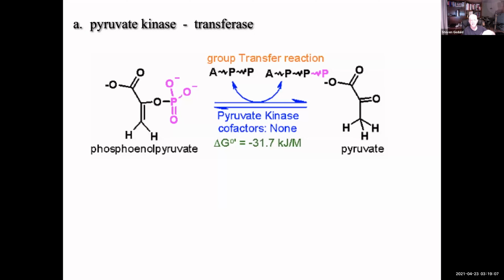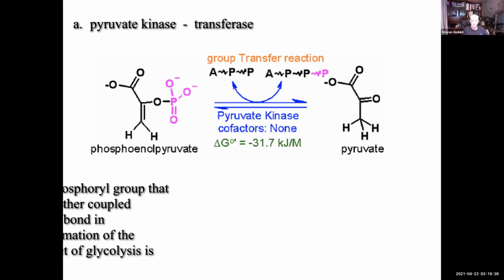So pyruvate kinase is a transferase reaction. So here's an example of one. It's a group transfer reaction. Pyruvate kinase, you see the phosphate group is transferred, okay, and energy is produced. This is phosphoenolpyruvate going to pyruvate. Okay, see the same molecule? You're transferring a phosphate group onto another compound.